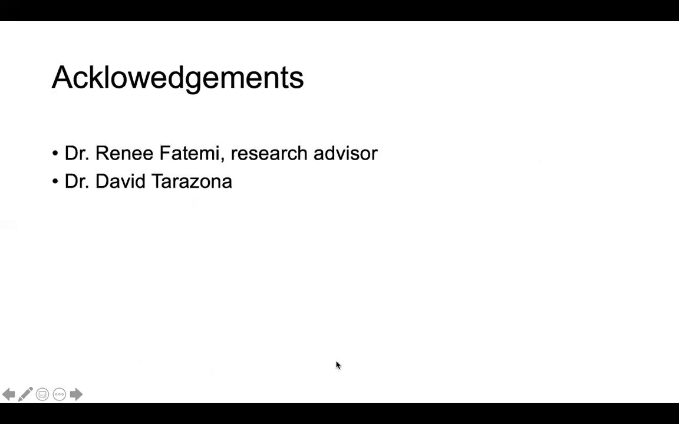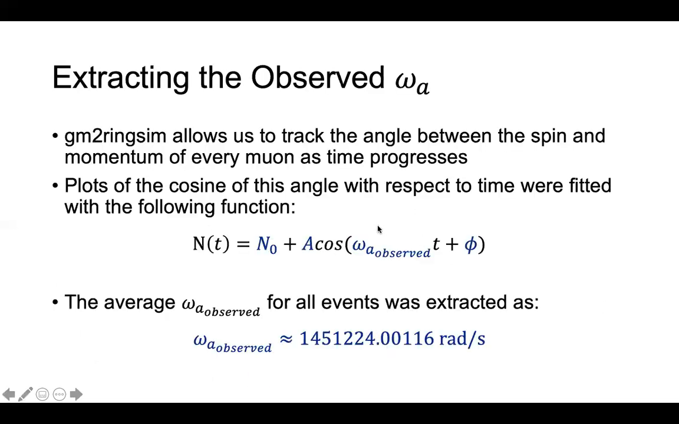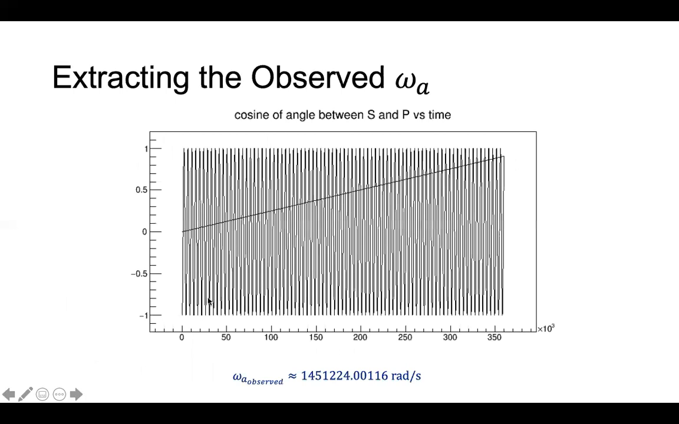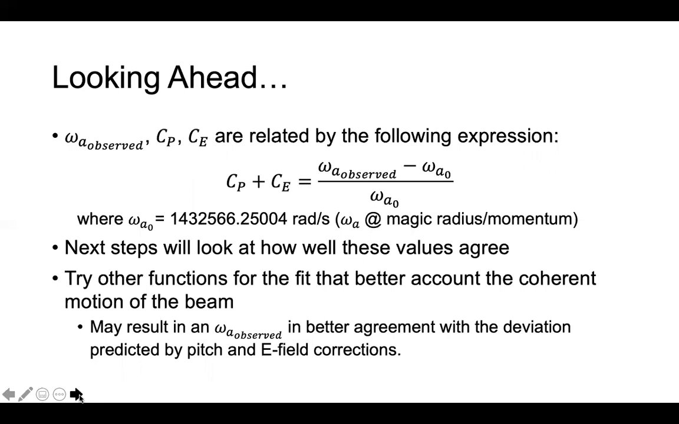And then the other thing that I want to do is play around with different function forms for the fit that might better account for the motion of the beam. We have reason to believe that this function is not truly what this is. So that's next steps going forward.